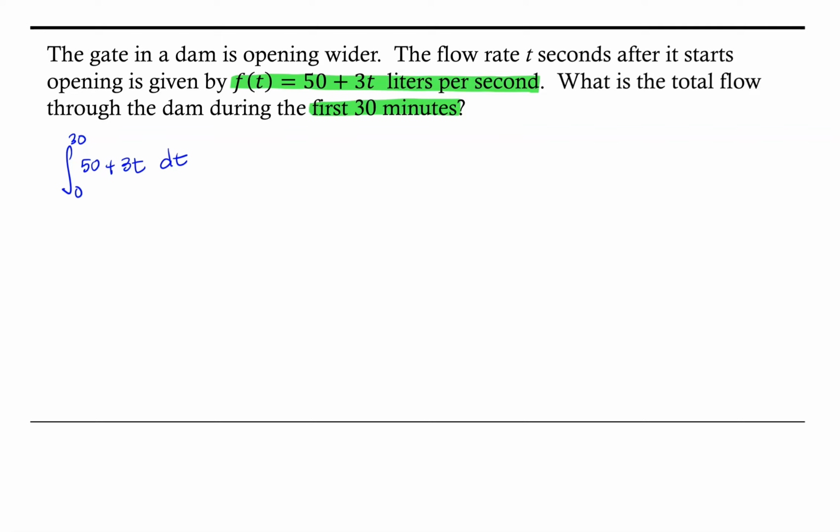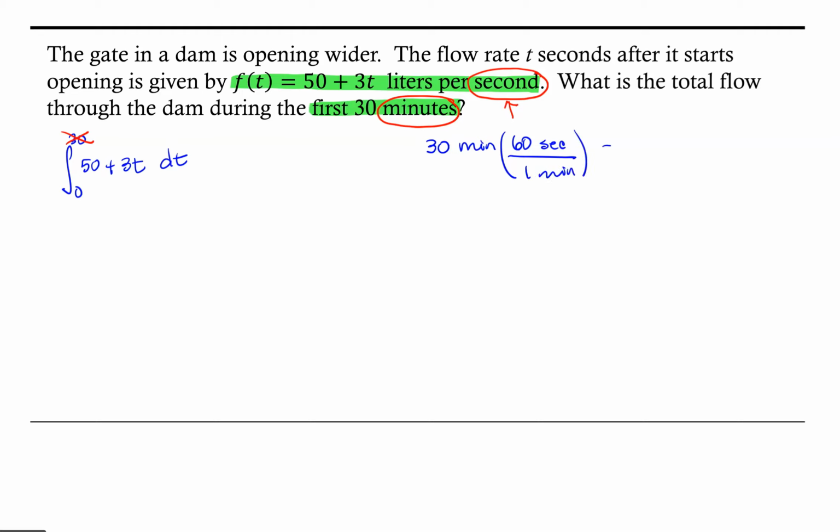Notice that in my rate, my units of time are described as seconds, and my question is posed in minutes. So this upper limit of integration being 30 is not correct. And since my rate is given in seconds, it would be reasonable for me to change my 30 minutes to seconds. So 30 minutes, and we know that there are 60 seconds in 1 minute.